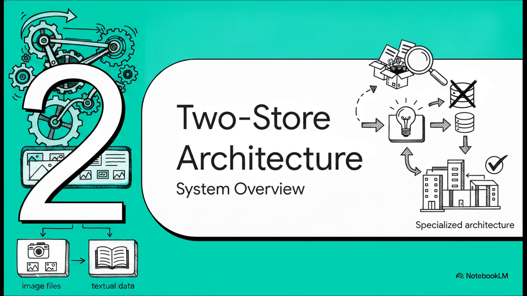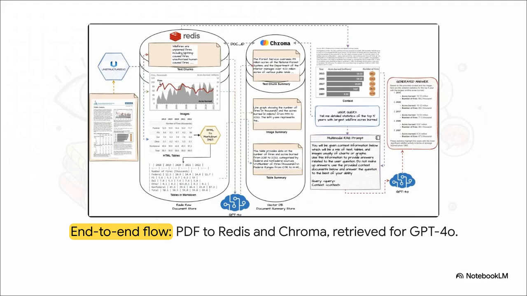Moving right along to Section 3, the two-store system architecture. Let's trace this end-to-end data flow. Your raw PDF flows right into an extraction engine, something like unstructured.io. This engine does the heavy lifting of splitting the document into text, tables, and images. From there, the data actually splits into two separate databases. The raw full-fidelity files go into a document store called Redis, while short, search-optimized summaries are sent over to a vector database called Chroma. Finally, when you ask a question, the relevant pieces are retrieved and fed straight into GPT-4o to generate your final answer.